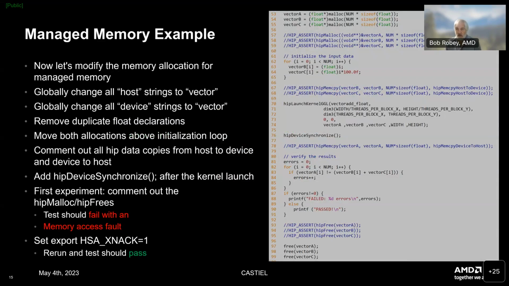Now we want to convert over to managed memory. We're going to comment out that hipMalloc. We just have the malloc on the host. We're going to initialize that data, and then we're going to launch the kernel. So in this case, it's going to fail because we did not set XNACK to 1. So we can set that variable and rerun, and the test should pass.